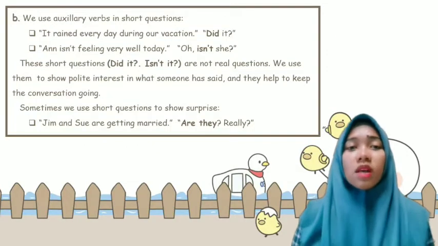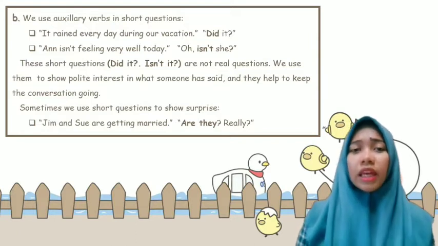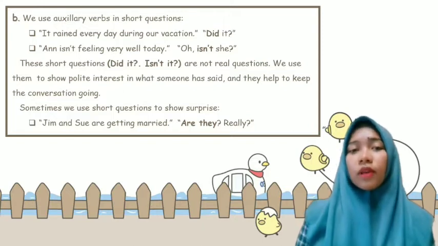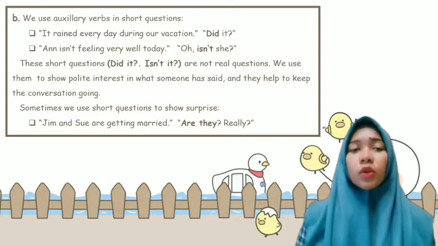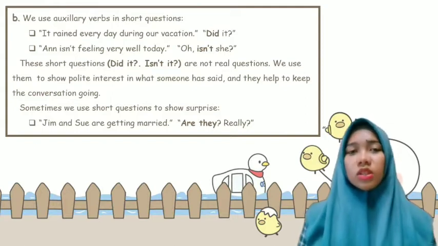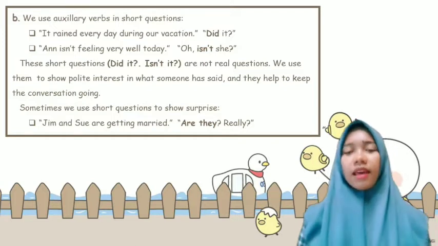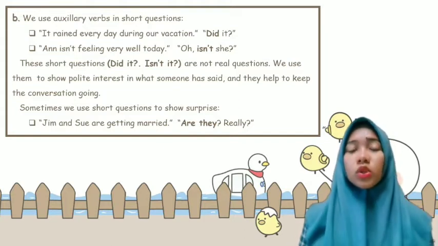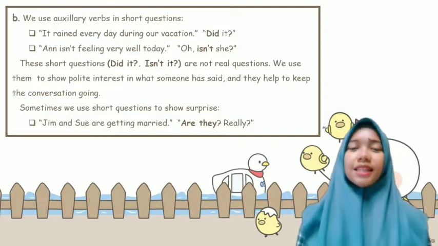B. We use auxiliary verbs in short questions. The example, it rained every day during our vacation. Did it? Or the other example, Anne isn't feeling very well today. Oh, isn't she? These short questions, did it or isn't she, are not really questions. We use them to show polite interest in what someone has said, and they help to keep the conversation going. Sometimes we use short questions to show surprise, like Jim and Sue are getting married. Are they? Really?